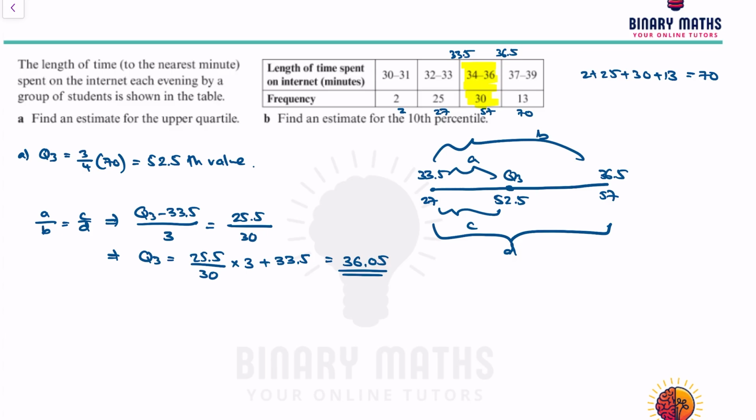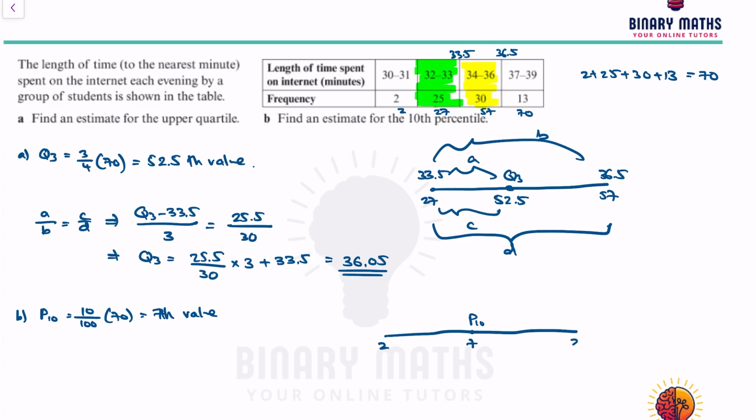Find the estimate for the 10th percentile for part B. So the 10th percentile is P10, which is 10 out of 100 of 70, which is equal to the 7th value. The 7th value is going to lie in this class interval. Looking at 7, it lies between the frequency of 2 and 27. The lower bound of that class interval is 31.5 and the upper bound is 33.5.